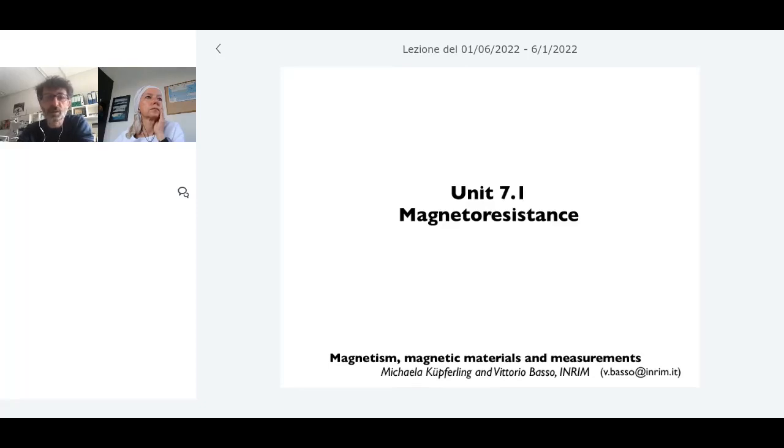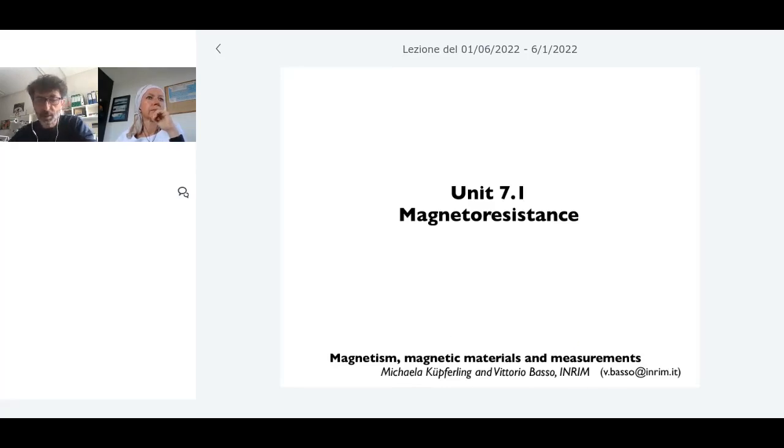That is quite a general name for all these effects where the resistance of a metal, a composite, a multilayer, a bilayer, we will see different kinds of arrangements, depends on the magnetic state. And with magnetic, we mean both magnetization, so the orientation of the magnetization, for example, with respect to the current, or magnetic field.